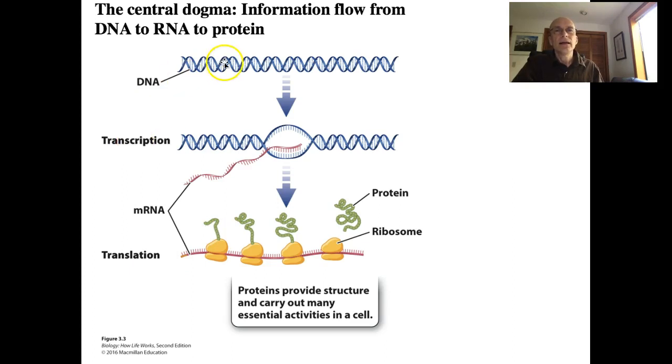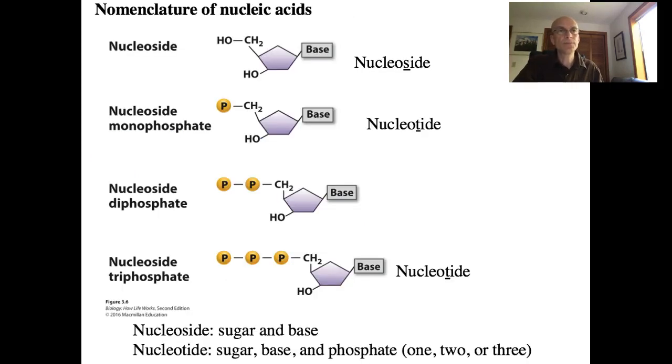So the central dogma basically is, if somebody were to ask you what's the central dogma, it's just that information flows from DNA to RNA to protein. Okay, so we want to spend some time on DNA today, and then next time on transcription.